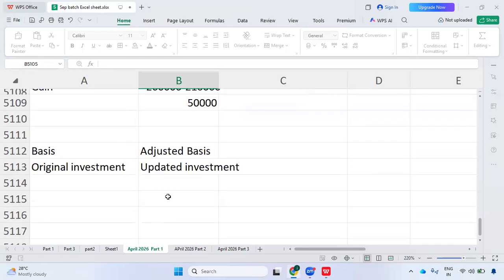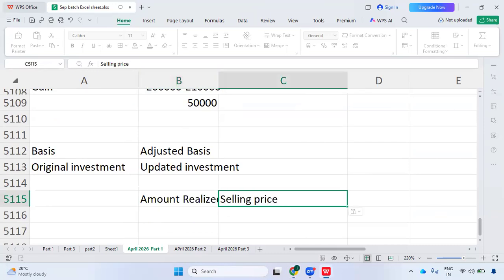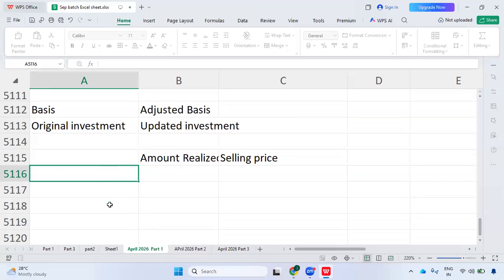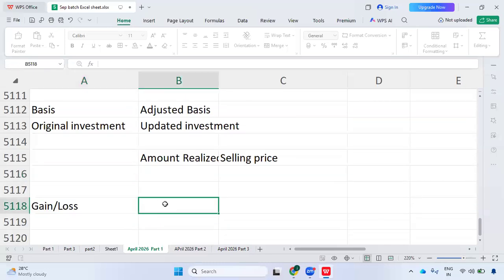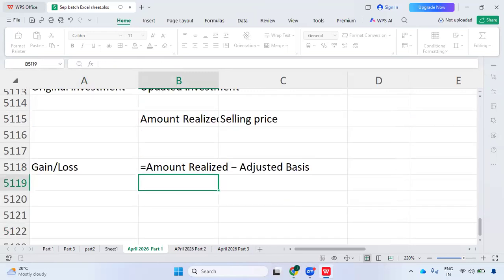So what is amount realized? Amount realized is nothing but the sale price of the property. And to calculate gain or loss, what do we require? Two things. One is amount realized and another one is adjusted basis. So this is also important.